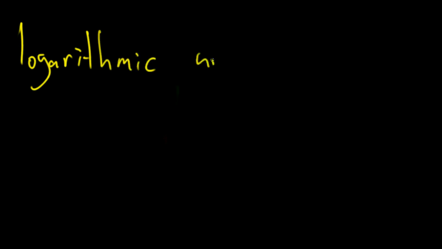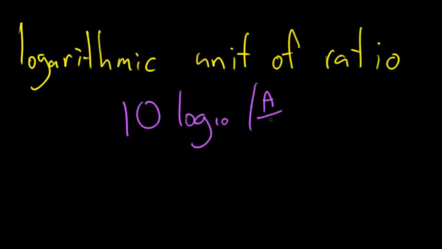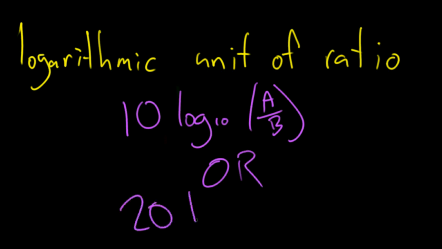When people first learn about decibels, they're usually told something like a decibel is a logarithmic unit of ratio. And they're typically given a mathematical definition, something like 10 times the logarithm base 10 of a ratio A over B, or they're given a definition like 20 times the logarithm base 10 of the ratio A over B. Well, no wonder people are confused.